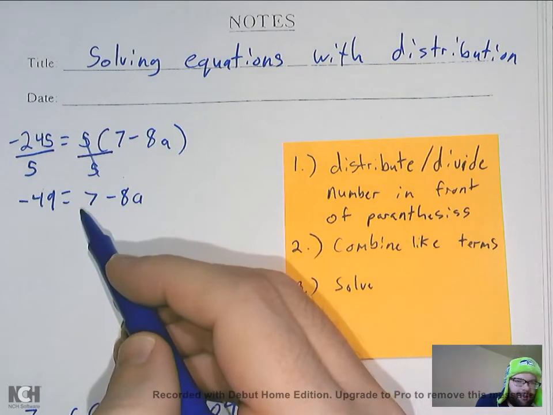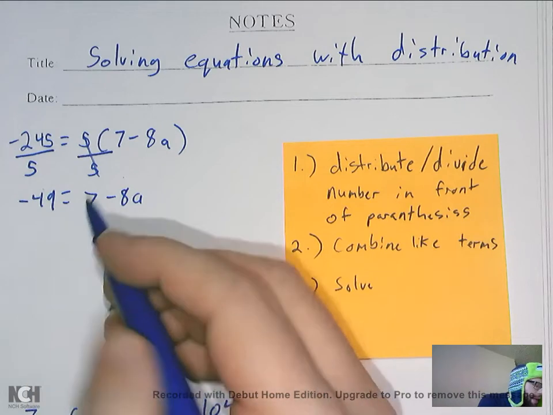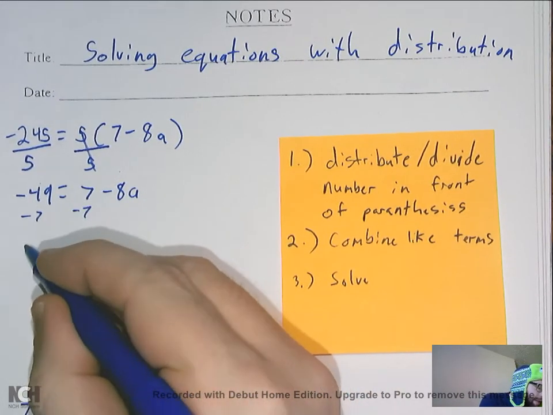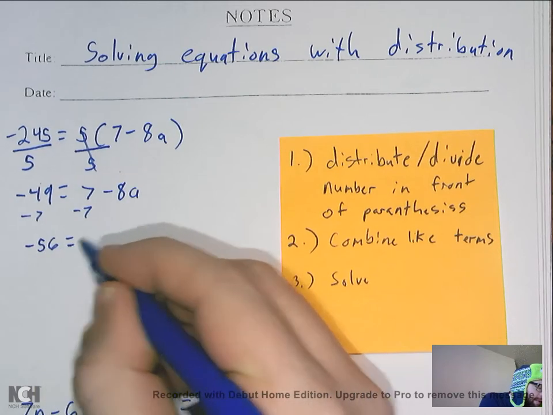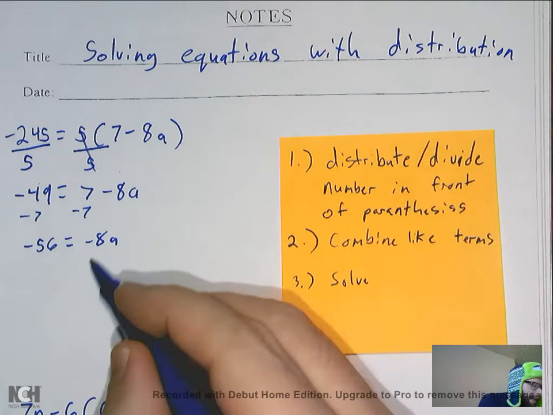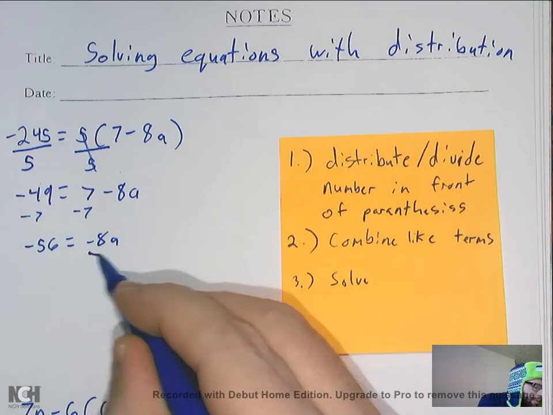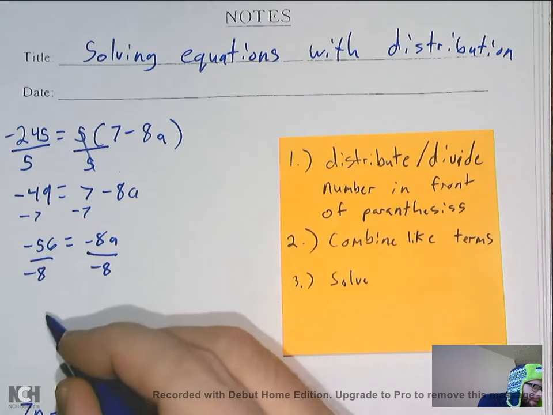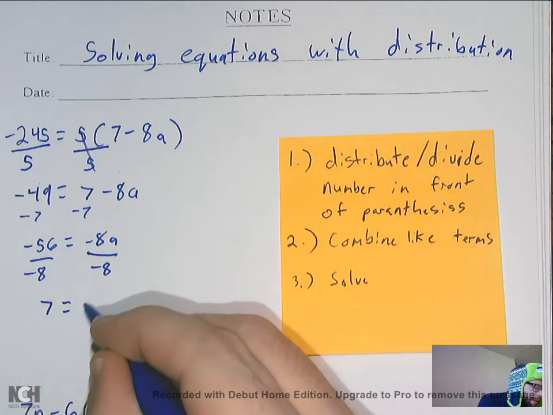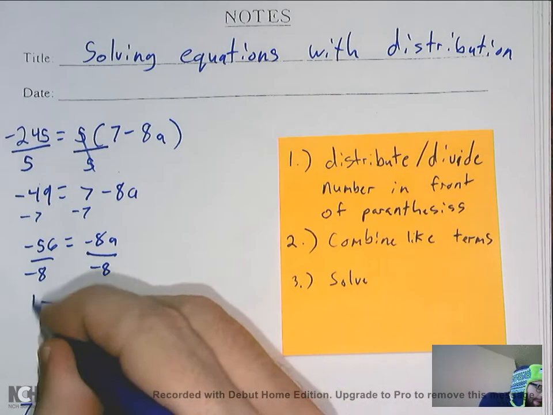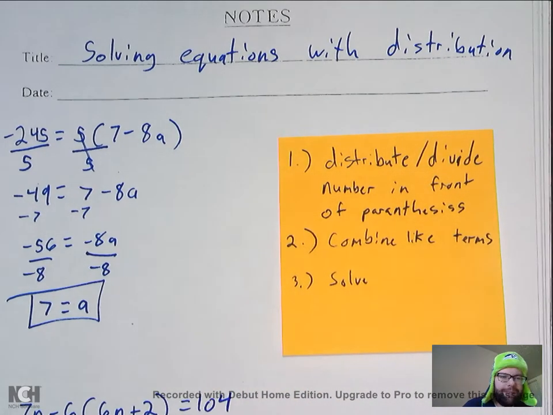It's a positive 7, so to move it to the other side, we'd have to subtract it. That gives me negative 56 is equal to negative 8a. The last step is to get rid of our best friend. He's multiplying, so we divide by negative 8 on each side, which gives me a positive 7 for what my host, my variable, equals. And I'm done. That's my answer.